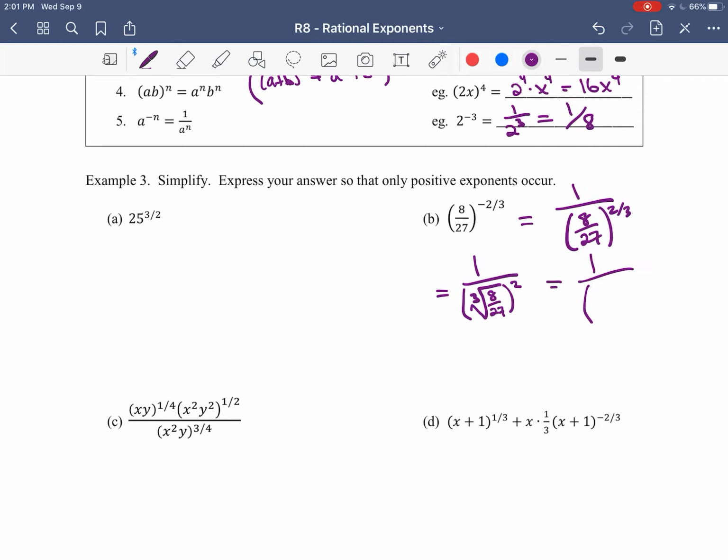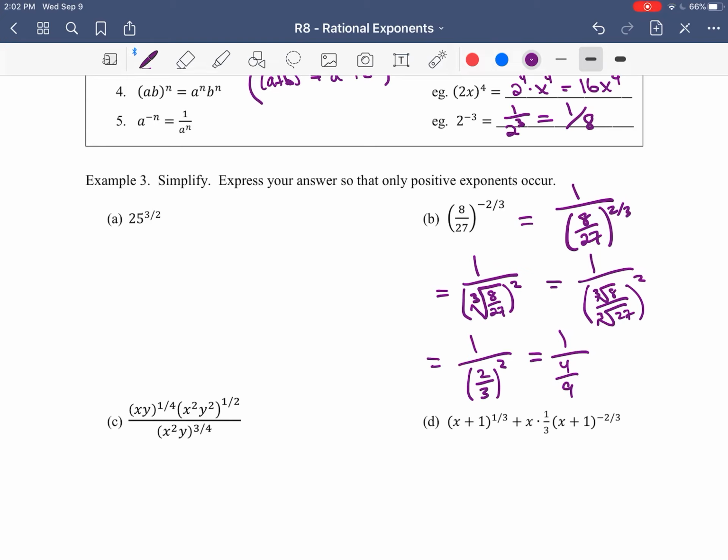Which I can break up that cube root, so it's the cube root of 8 over the cube root of 27, all squared. And I know the cube root of 8 is 2, and the cube root of 27 is 3, so all squared. So that's going to be 4 over 9 when I square both pieces.